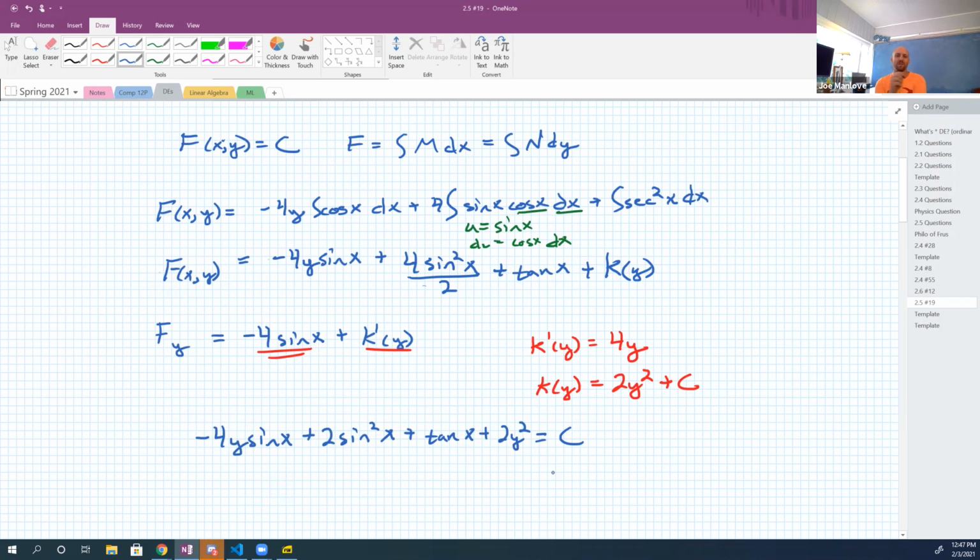Good with that? Yep. Okay, now what? So that's what I got as my solution. Actually, I got 4 sine squared x, but that's because I forgot to divide by 2 during the integration. The answer in the book is y equals sine x minus the square root of 1 minus tangent x over 2.